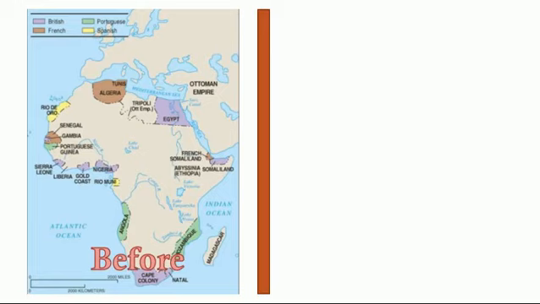So on the left, this is in 1890. Okay, so this is what Africa looks like in 1890. Those are the 4 countries that own some parts of Africa. This picture is 20 years later.